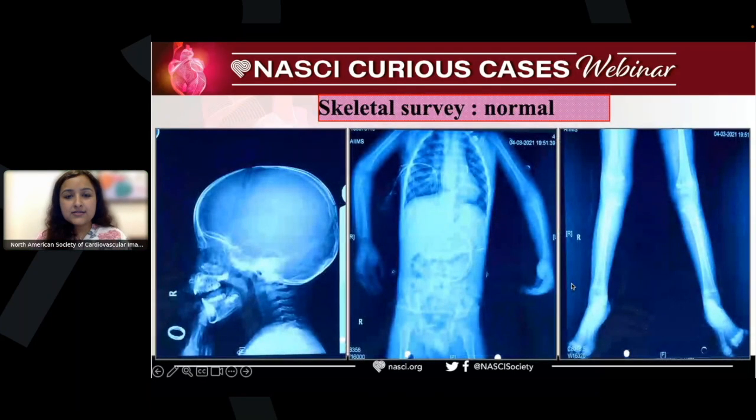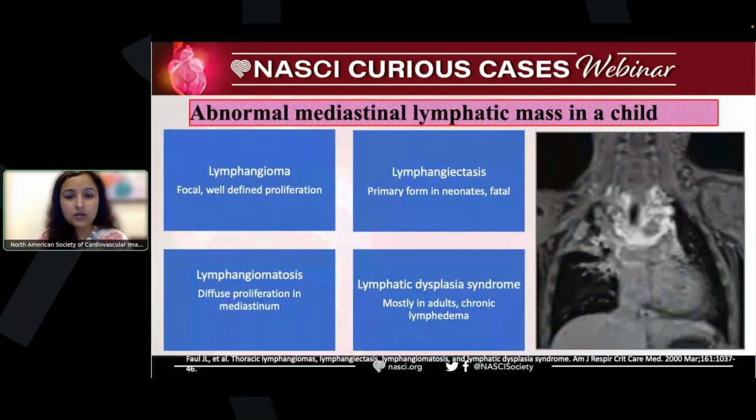In this particular patient, the skeletal survey was normal. There were no abnormalities with the bone. Sorry for the images captured from the phone. And for this particular soft tissue, there are multiple differentials of abnormal mediastinal lymphatic mass. They can be lymphangioma, but it is more focal, well defined. But in this case, it is more ill defined. Then lymphangioectasis was also out because it appears in neonates.